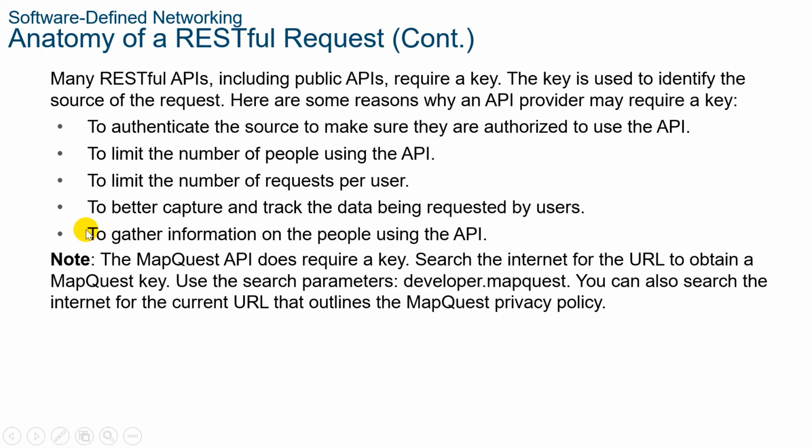Note that if you wish to use the MapQuest API, the API does require a key. Search the internet for the URL to obtain the MapQuest key. Use the search parameters developer.mapquest. You can also search the internet for the current URL that outlines the MapQuest privacy policy.